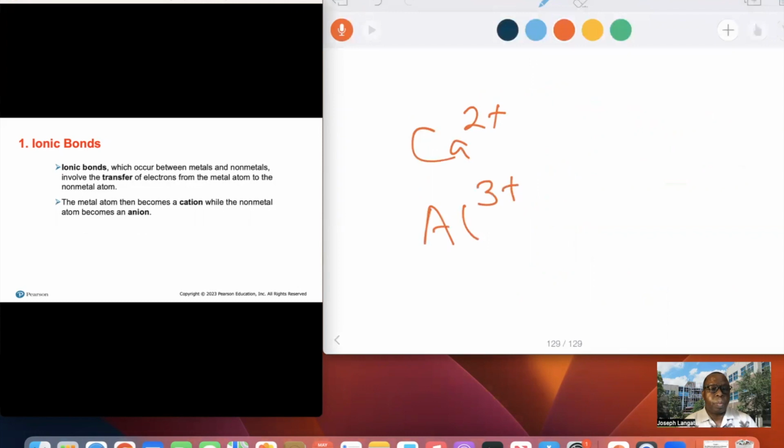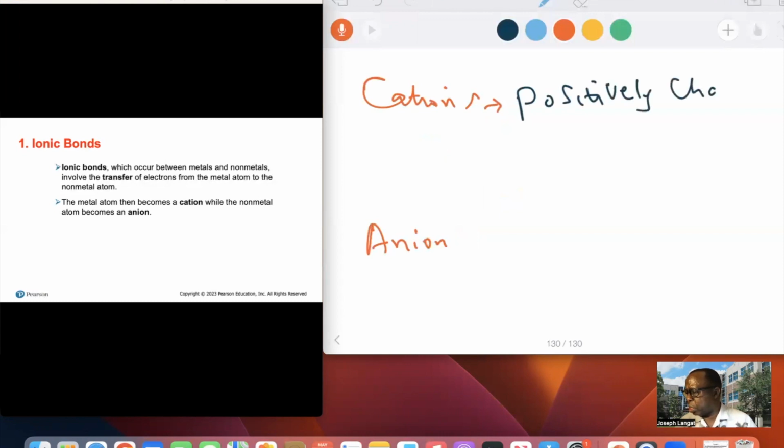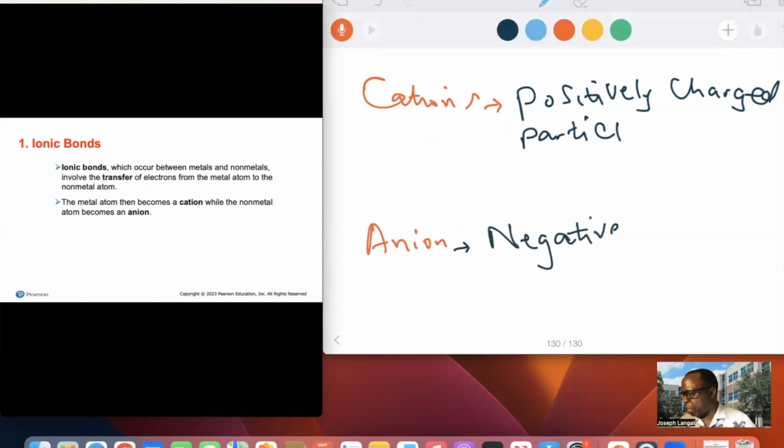Metal atoms tend to form cations. And what are cations? When I talk about cations and anions right here, these are positively charged particles, and these are negatively charged particles.